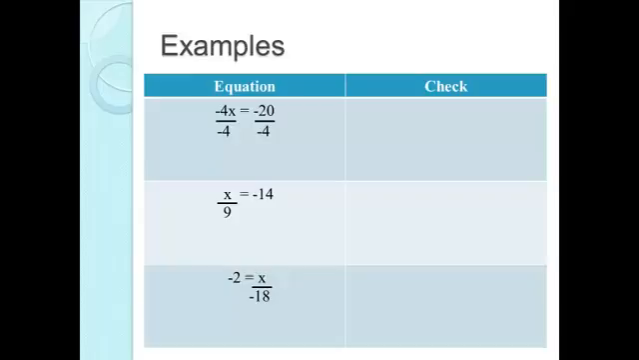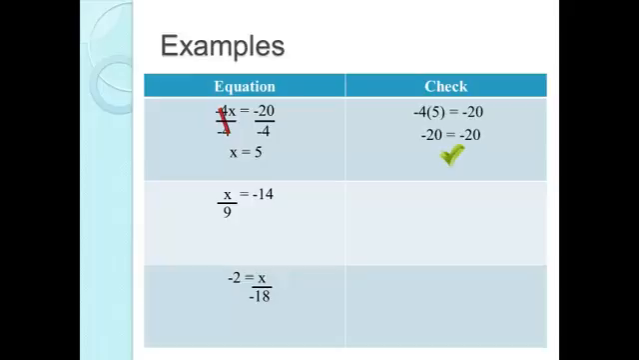The reason being is that negative 4 divided by negative 4 cancels, since negative 4 divided by negative 4 is 1. On the right-hand side of the equation, negative 20 divided by negative 4 gives us positive 5, so x equals 5. To check, we will plug it back into the original equation.